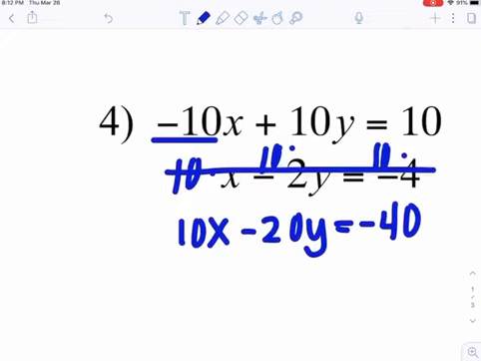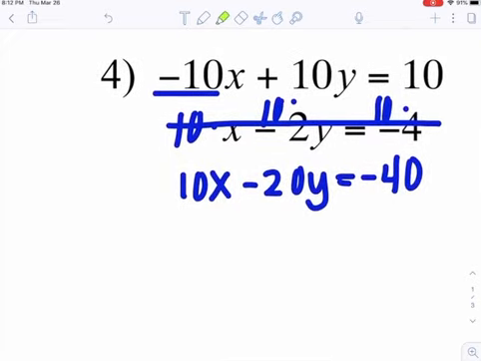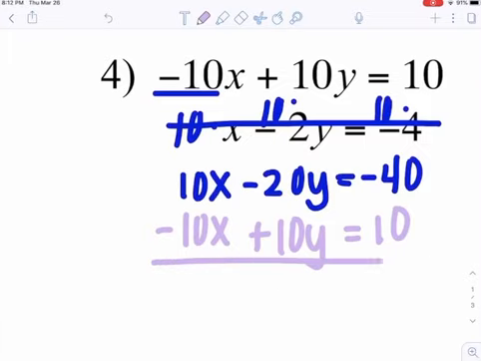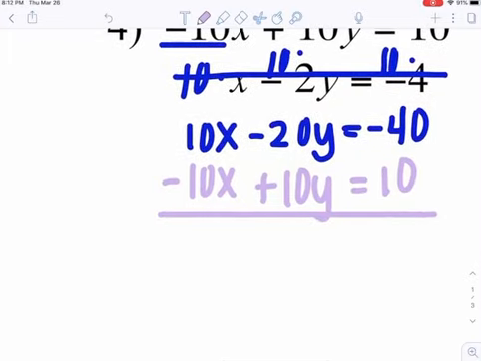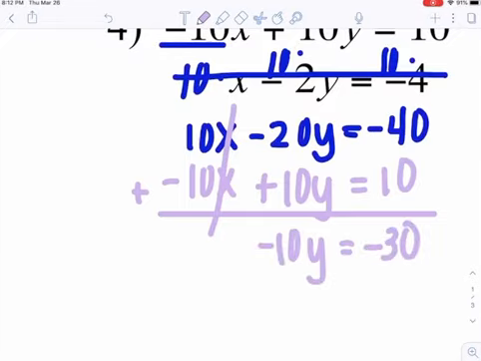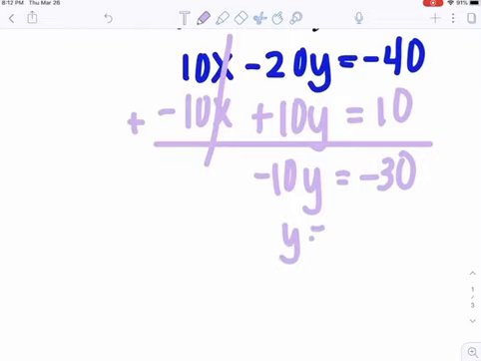Now I'm going to cross that out, and I'm going to rewrite that top equation underneath so it's easier to add the two together. So I'm going to rewrite the negative 10x plus 10y equals 10. Now notice my x's now match but with opposite coefficients. So I'm able to add these together. So now my x's are going to eliminate. So I'm left with negative 10y equals negative 30. Solve for y. So y equals positive 3.